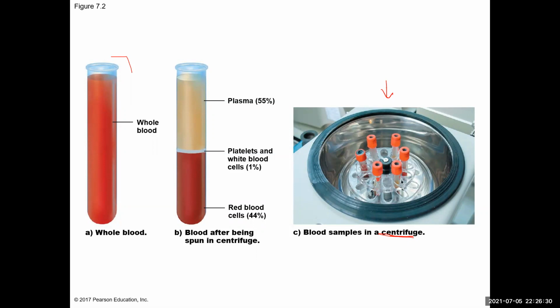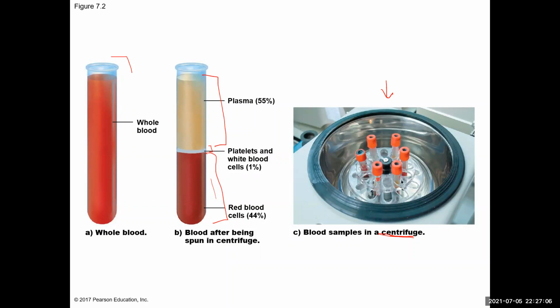What that will do is cause the different elements of the blood to settle based on their densities. Your larger red blood cells will settle at the bottom. The platelets and the white blood cells will settle in the middle. And then your plasma, which is mainly water and ions and molecules, will settle on the top. So when you centrifuge this whole blood sample, you can see those three distinct components in that blood sample.